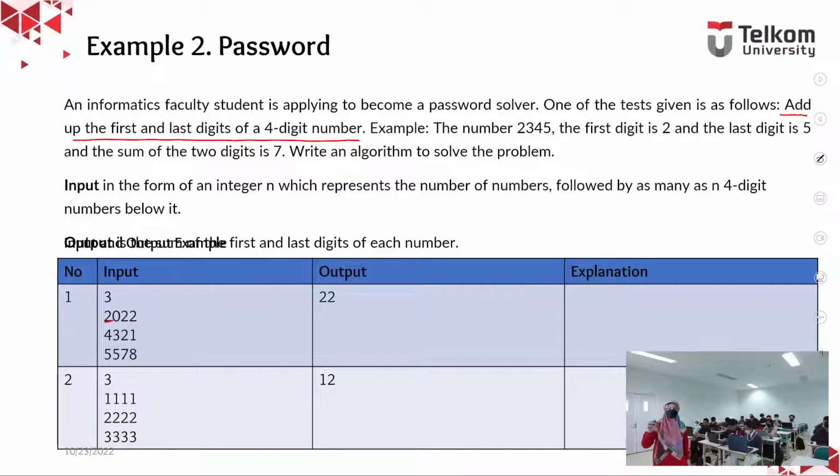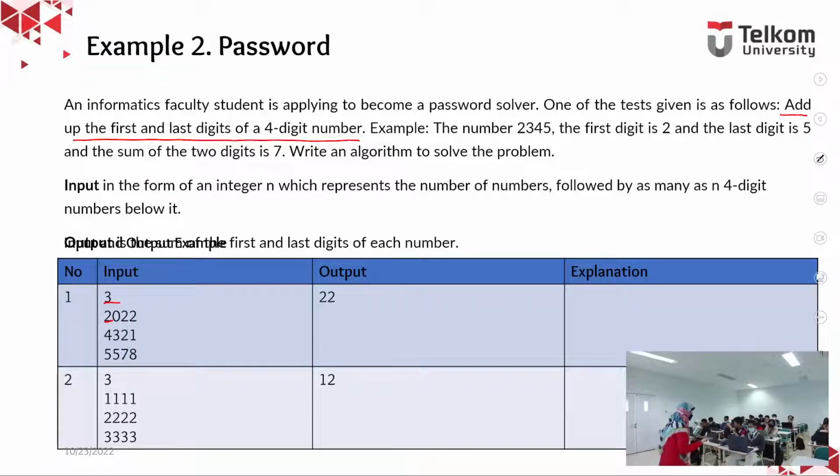We will read about the input. Input is in the form of an integer n that represents the number of numbers. So this is not a good sentence, I think. First, the user will give you how many numbers will be processed. For example, this is 3. It means that there are 3 numbers to be processed. Okay, got it?